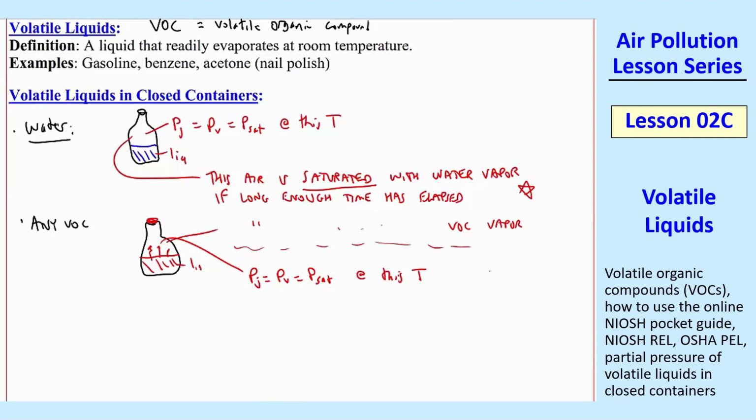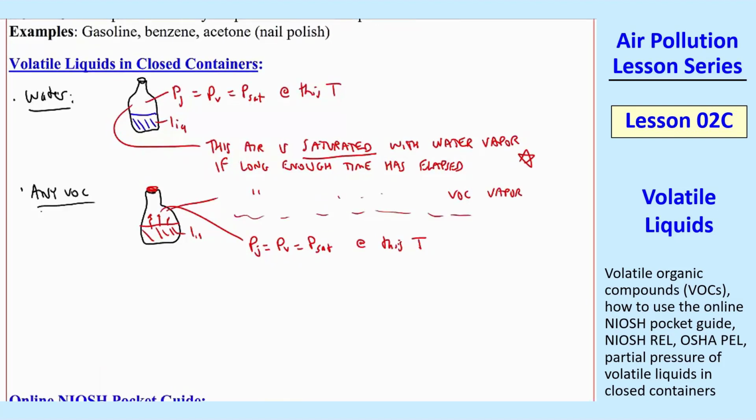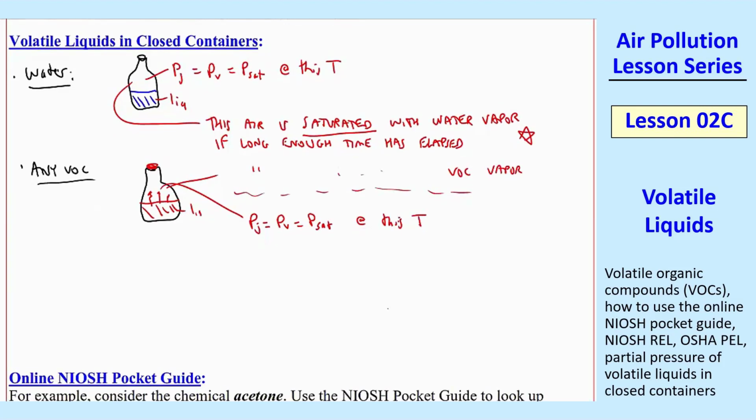So we'll talk about these kinds of problems where we have VOCs in containers or in the air, and it starts evaporating. It'll evaporate until it reaches its saturation pressure, and then it'll stop evaporating because the air can't hold any more than that. And so that's how we know that P_j is equal to P_v if a long enough time has elapsed. So then the question is how to get P_v for a given chemical.